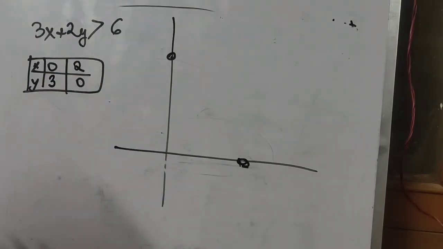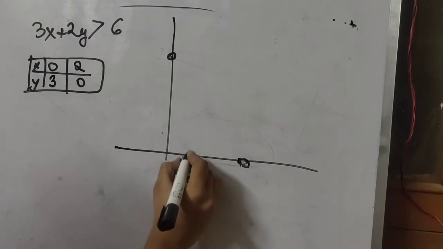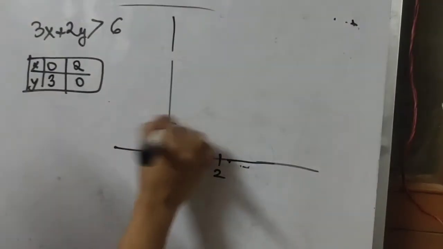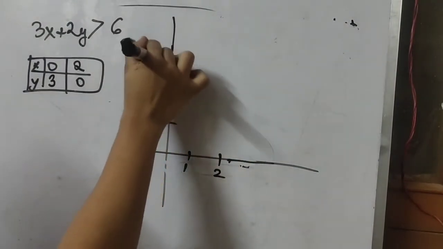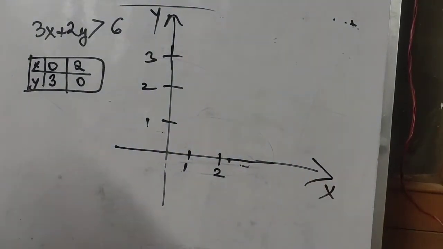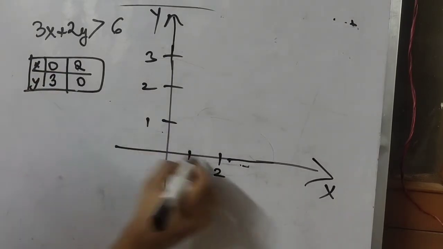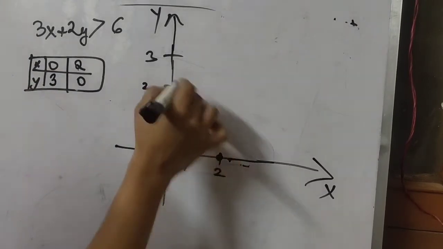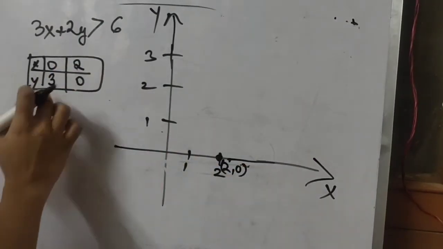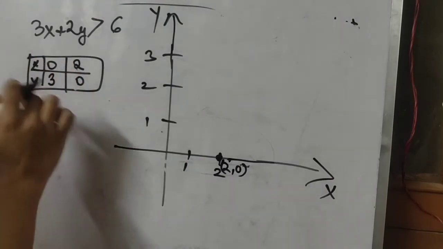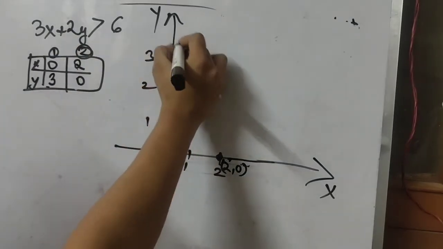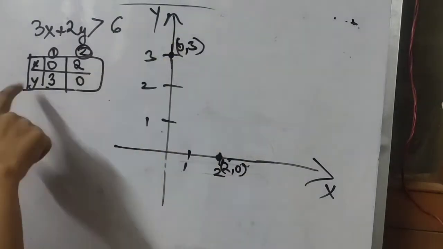Now you will plot the values. Like 1 and then 2, and 1, 2 and 3 here. So now I have marked rough values. For x, the point is 2, 0. For y, I have 0, 3, where I have 0 as my x point. This is my first coordinate and this is my second coordinate.